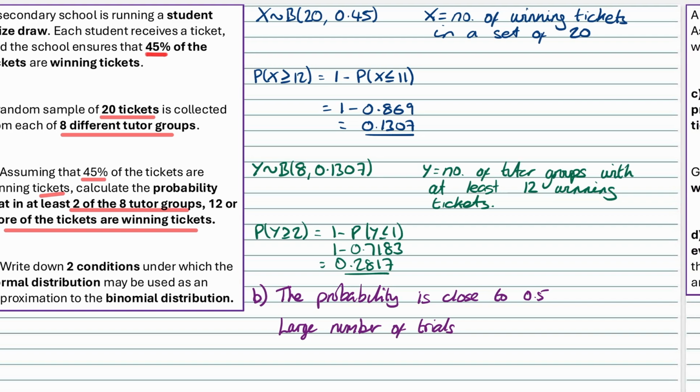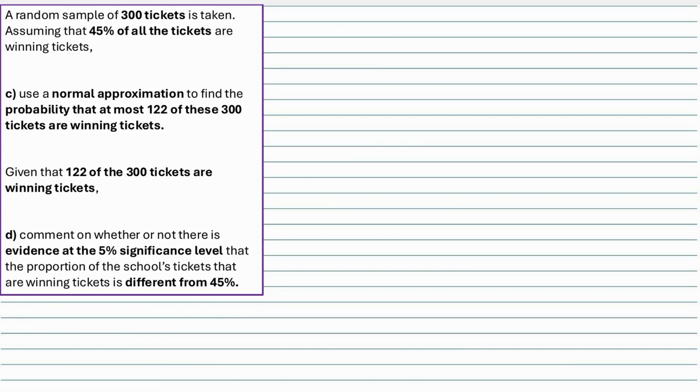For part C and D, do you want to read through the next part of the question and give question C and D a go? You can pause the video and come back when you're ready. So welcome back if you had a go. So we're given the number of trials now is 300 tickets being taken and a probability of 0.45, which is sufficiently close to 0.5. We need to use a normal approximation to find the probability that at most 122 of the 300 tickets are winning tickets.